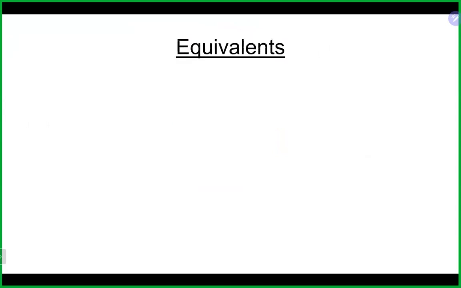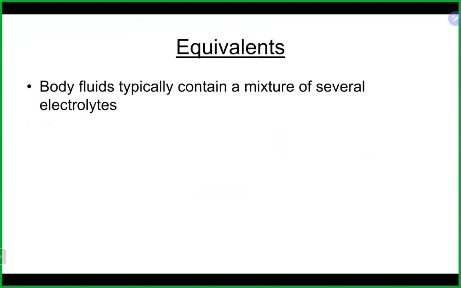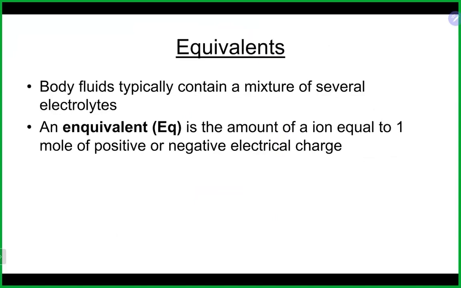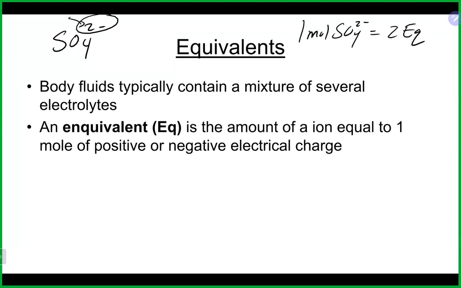Let's talk a little bit then about equivalents. Now, a lot of body fluids typically contain a mixture of several electrolytes. And an equivalent is the amount of ion that's equal to 1 mole of positive or negative charge. So how do we figure out the equivalence? It's based on the actual charge. So for example, if I have sulfate, the charge of sulfate is 2 minus. The number is the only important thing. We can come up with a conversion factor like 1 mole of sulfate will give me 2 equivalents. And the 2 comes from the charge.